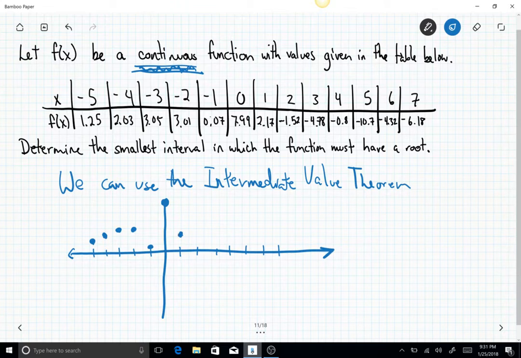And then 2, we went to -1.52, so we'll say somewhere there. -4.78 for 3, so we'll go maybe down here. -0.8, so right there. -10.7, so maybe way down here. -4.32, so something like this, and then -6.18, somewhere like that. Now, granted, we have a whole bunch of gaps here, and we have to draw lines that we can't pick up our pencil.